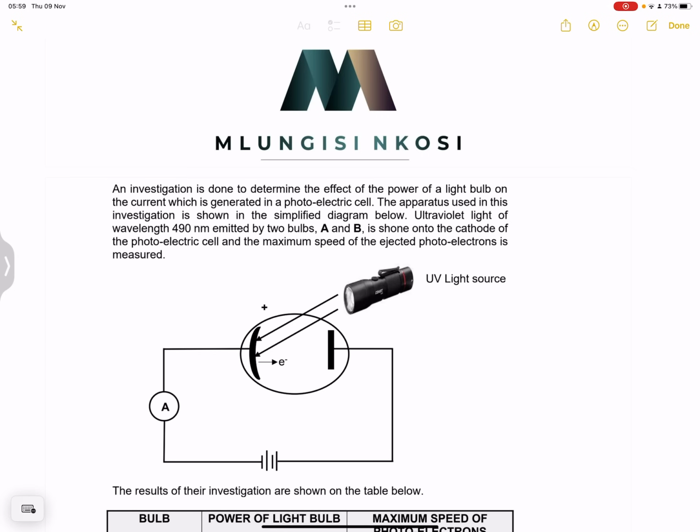All right, let's get right into it. They say we've got an investigation that is done to determine the effect of the power of a light bulb on the current which is generated in a photoelectric cell. The apparatus used in this investigation is shown in the simplified diagram below. An ultraviolet light of wavelength 490 nanometers emitted by two light bulbs, A and B, shone onto the cathode of the photoelectric cell, and the maximum speed of the ejected electron is measured.